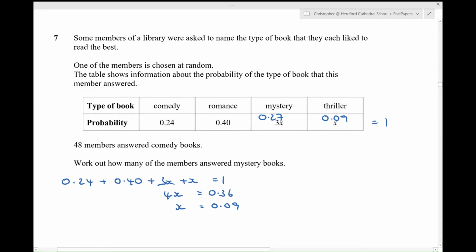Good. Now let's have a look at the question. It tells me that 48 members chose comedy. 48, right. 0.24 multiplied by what is 48? 48 divided by 0.24. I'm multiplying by 200 here. There must be 200 members. How many people answered mystery books? Well, the probability of choosing a mystery book is 0.27, and there are 200 people taking part. So 0.27 times 200 means that 54 of the members answered mystery books.